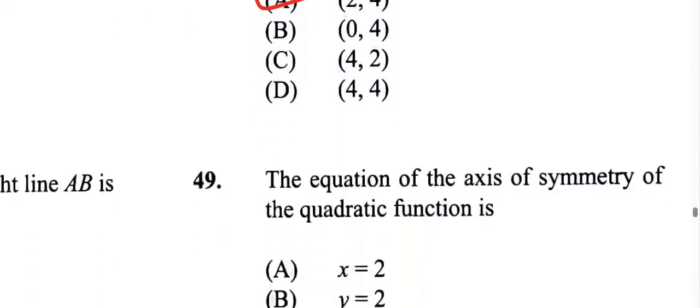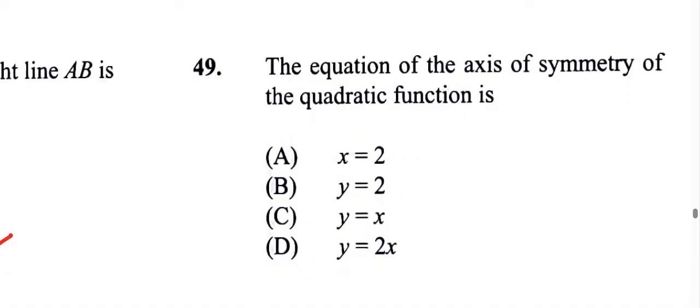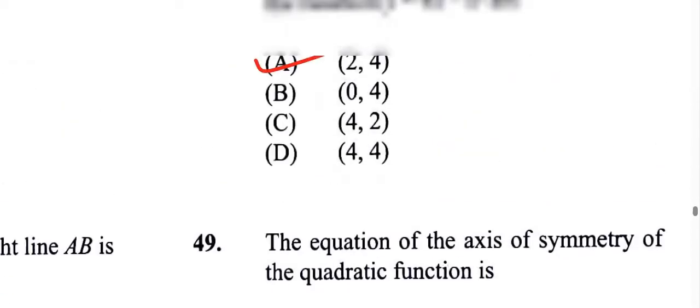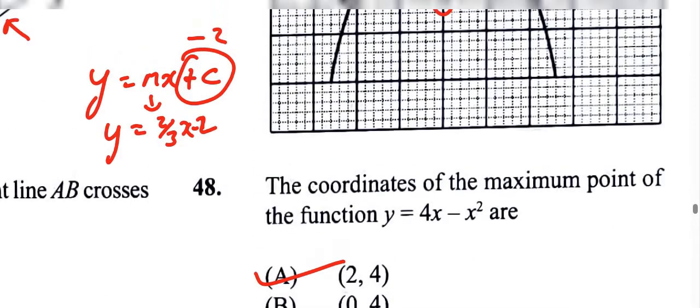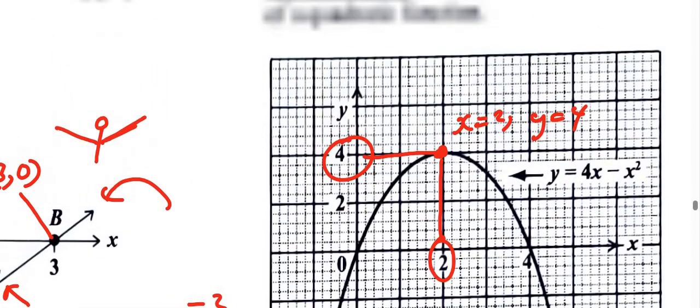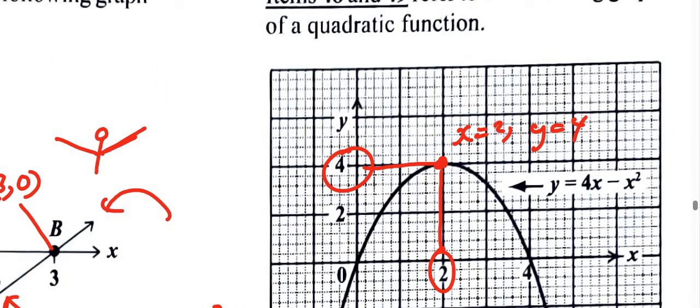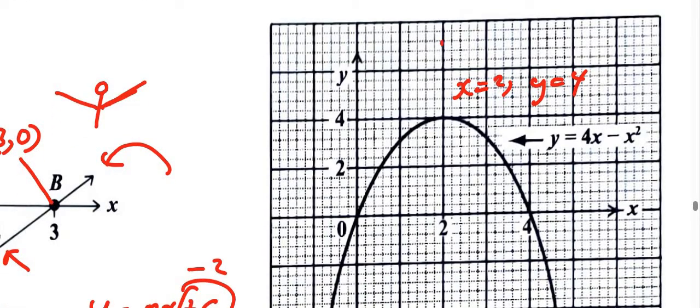Looking at 49, they said the equation of the axis of symmetry of the quadratic function is which one? If we look at this graph here, the axis of symmetry will be which one? Well, the axis of symmetry is where the graph cuts through the parabola into two equal halves. So you cut it along this line right here. So you can see the parabola has been cut into two equal halves, right?